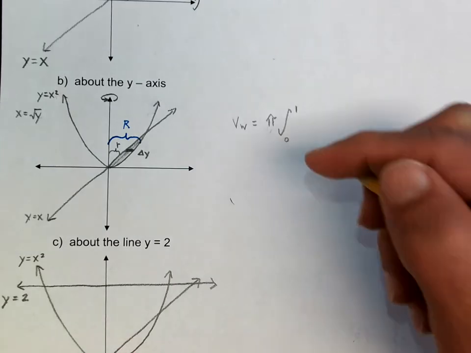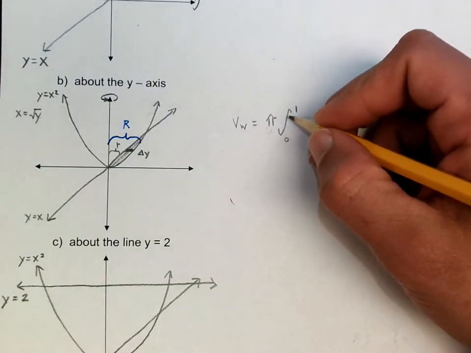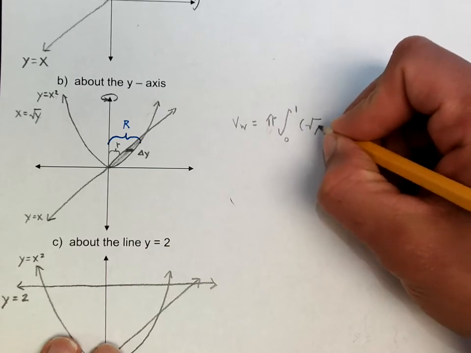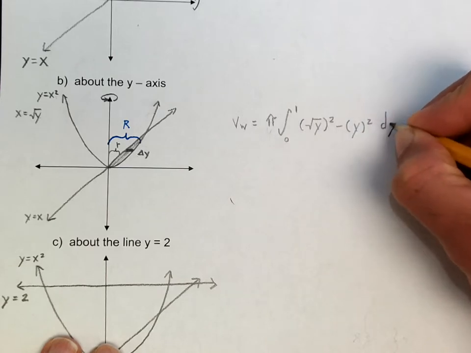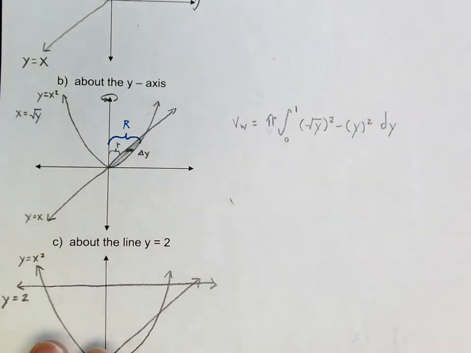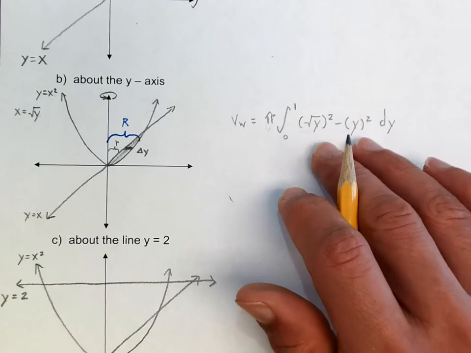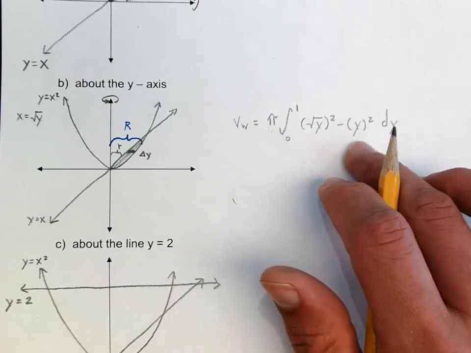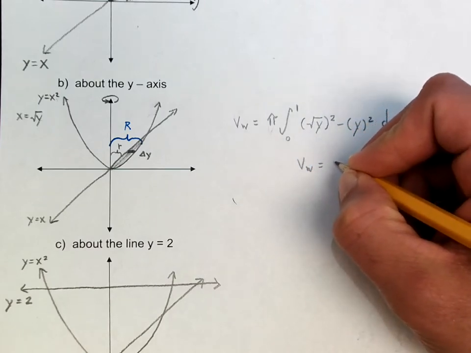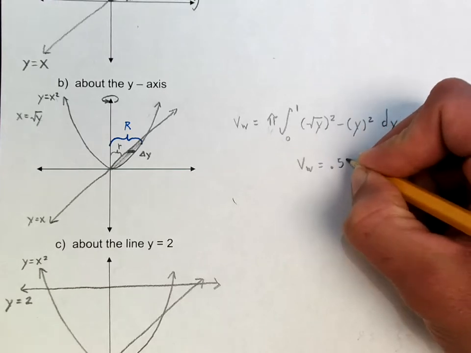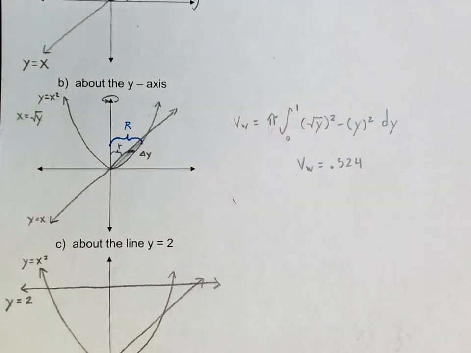Okay, so if you can see that, we have pi integral between 0 and 1 of the square root of y squared minus y squared dy. And remember that I'm squaring these because of the formula. The formula says you're supposed to have pi integral of R squared minus little r squared dx, or dy in this case. If you put this in your calculator, you just have to replace the y's with x's, and that'll work out the same. So the volume of the washer is going to be equal to 0.524. Okay, so that's as easy as that.